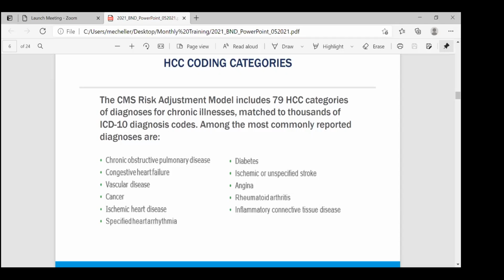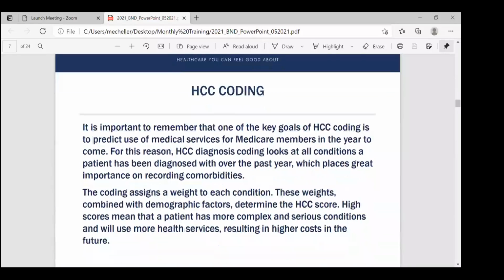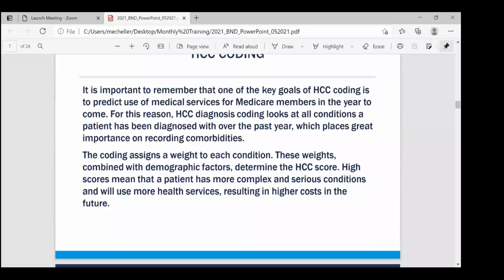And then thirdly, we're looking at the coding and the specificity of the diagnoses codes received. So are we coding to the greatest level of specificity? Are there fourth or fifth digit ICD-10 codes that should be documented in order for us to capture and collect the conditions? So in a disease such as diabetes, there would be comorbidities associated with diabetes. And we'll look at some diabetic slides later on to make sure that we're capturing all of the diseases listed there. Okay. So it's important to remember that one of the key goals of HCC coding is to predict the use of medical services in Medicare members in the year to come.